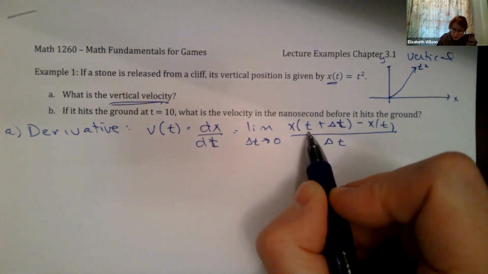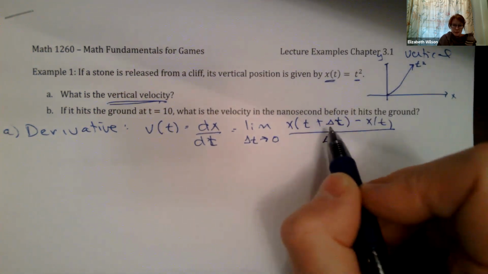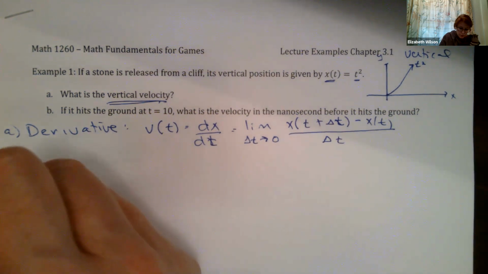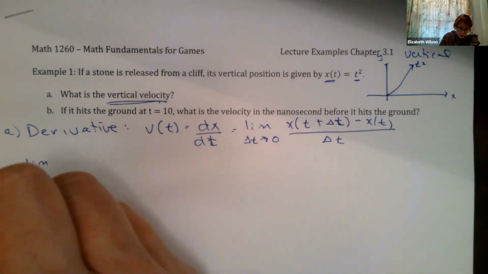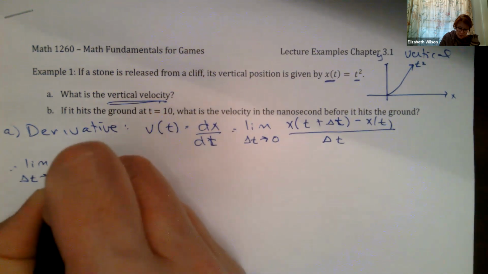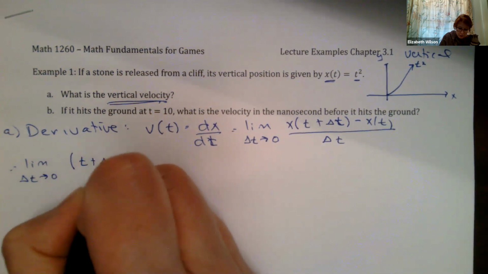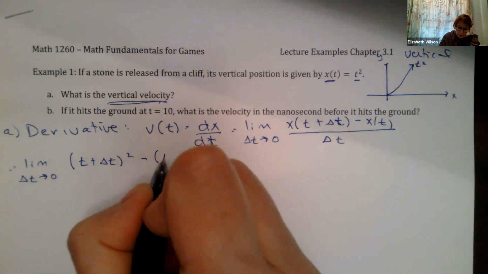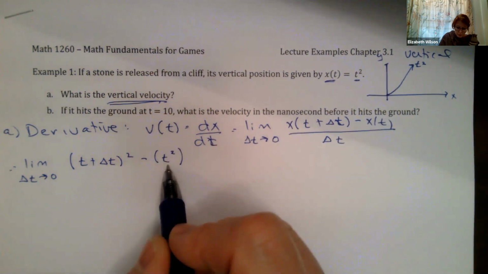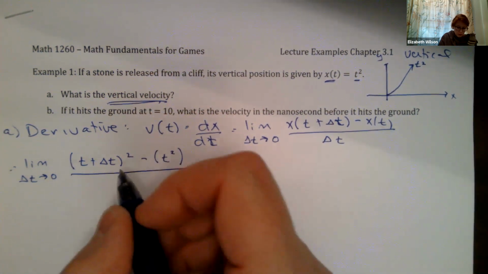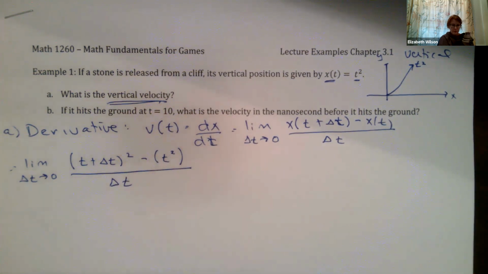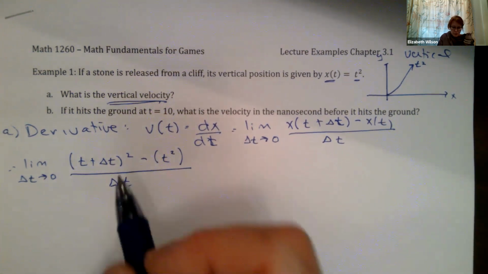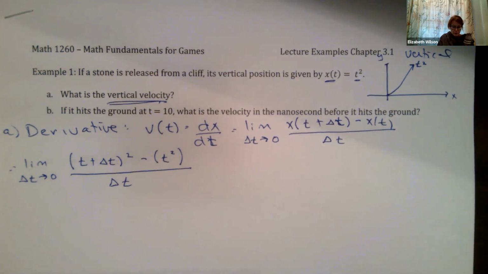So now I take my function t squared and I plug in t plus delta t. So this is the limit as delta t goes to 0 of (t plus delta t) squared minus t squared, right? This is my function, and this is all over delta t, okay? So now I have to FOIL this out and then combine terms, right?